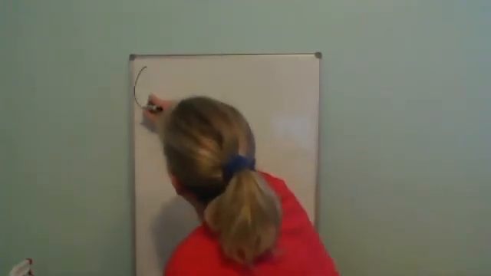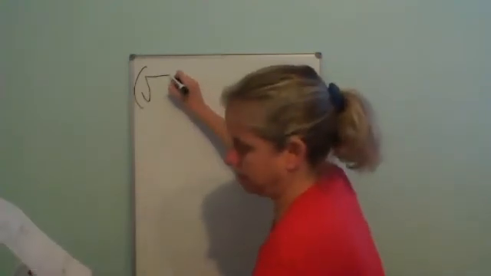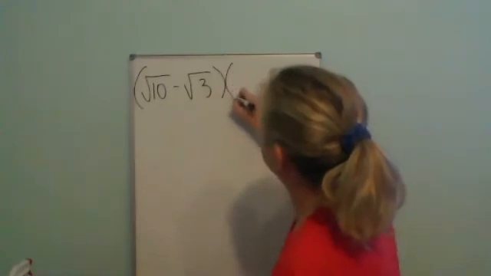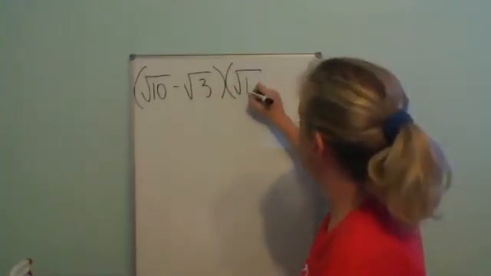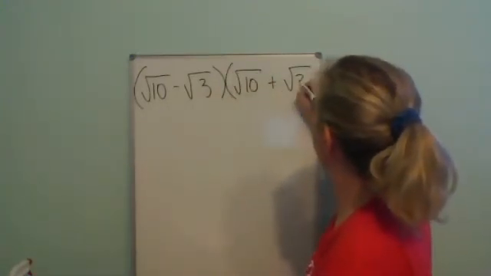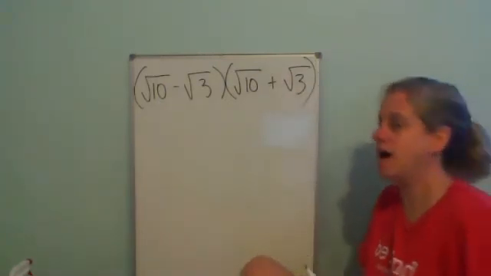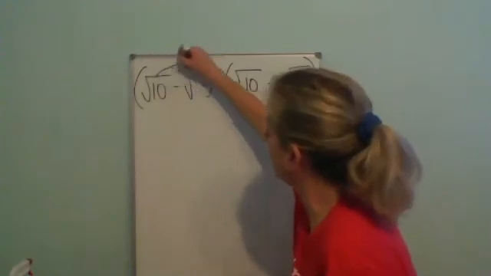All right, number 19, again, another multiply. Got the square root of 10 minus the square root of 3 times the square root of 10 plus the square root of 3. So this one, I'm actually going to FOIL, right? I've got 2 binomials.